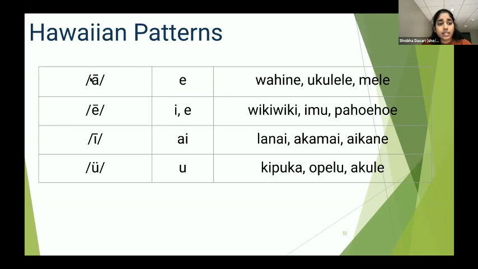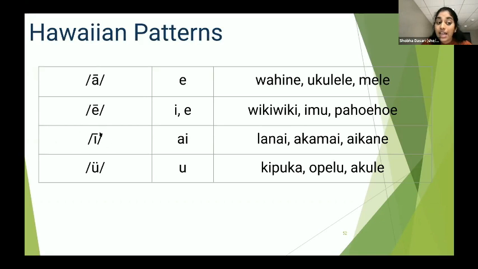So in Hawaiian, the A sound is spelled with an E. So wahine, ukulele, and then mele all have that A sound. In Hawaiian, the E sound can be spelled with an I or an E. So you have wiki wiki, emu, and then pahoehoe. And so, yeah, in Hawaiian, the I is a little bit more common than the E, but they both occur.